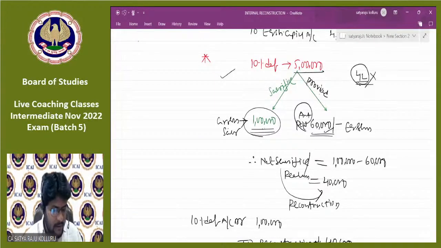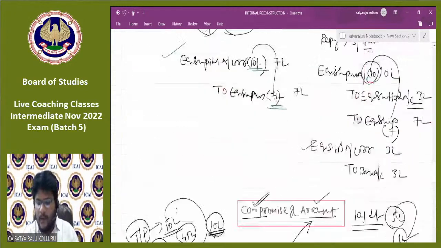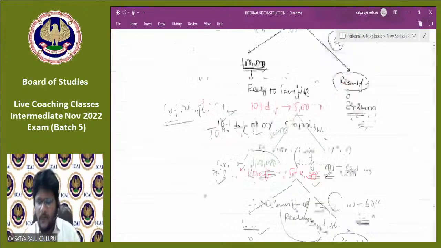That's it. This time also, more members participated and they gave the correct answers as well. Okay, fine. So this is all about compromise and arrangement. You may see some more adjustments related to compromise and arrangement in the problems. I am unable to put each and every thing here at this instant itself; while resolving the problems, some more things will come.